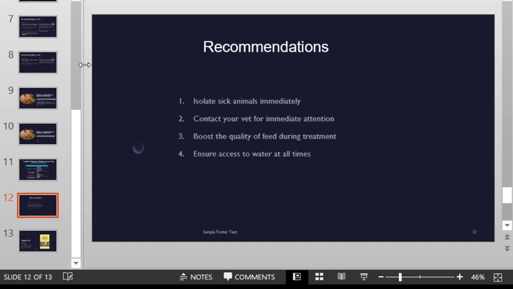You need to also boost the quality of feed during treatment. Let's say your vet comes and administers drug. You actually want to improve the quality of the feed, and also the quantity when the animal starts responding to feed. And of course, you have to ensure that whatever feed you are giving to the animal is fresh. Oftentimes, you may just want to get a little bit of vegetables to give to the animal. Sometimes the animal does not respond to what they have been eating previously, so you want to maybe change feed, give them something fresh, and also ensure that there is access to water at all times. This is an important recommendation for you when you are dealing with that.